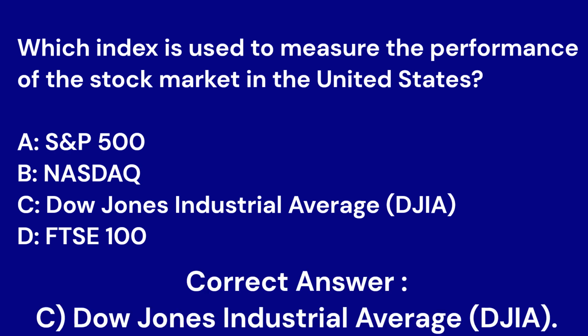The correct answer is Option C. Dow Jones Industrial Average, DJI. It represents the stock performance of 30 large, publicly owned companies based in the United States.